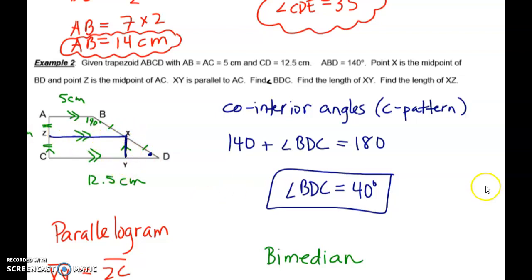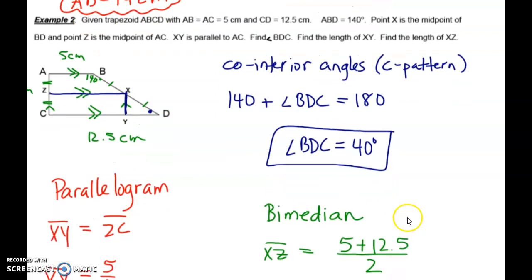Okay, so first of all, I have parallel lines, AB and CD, which means this is a transversal, and I have a C pattern here. So 140 plus angle D has to equal 180 degrees. Subtract, angle BDC is equal to 40 degrees.